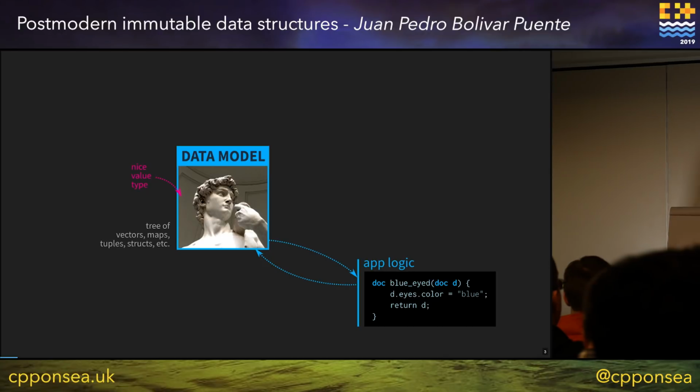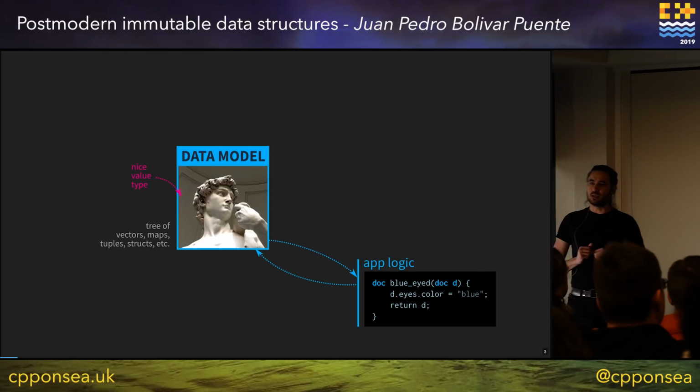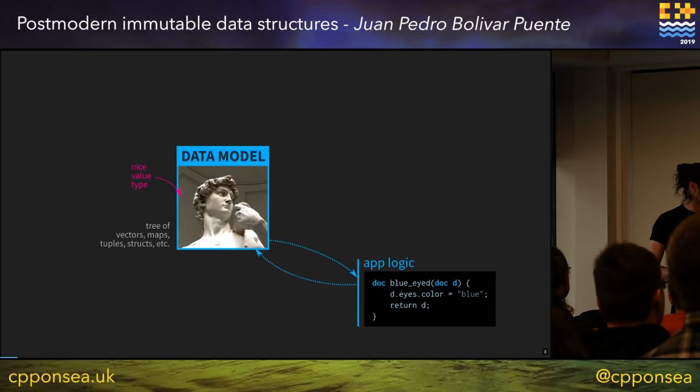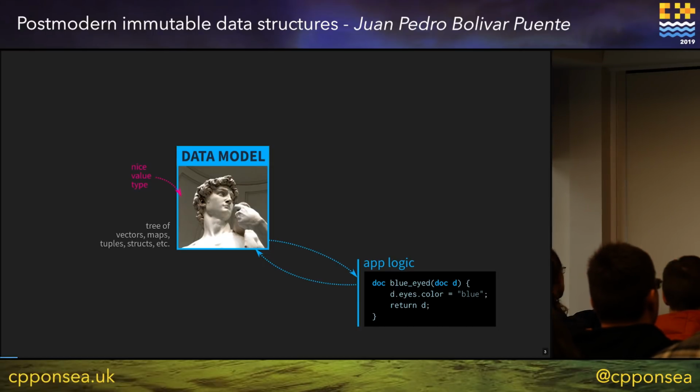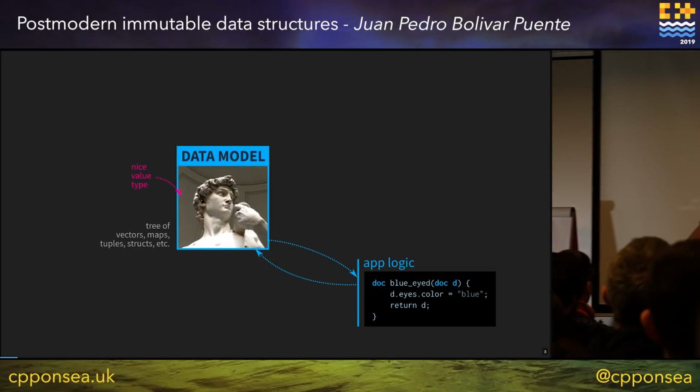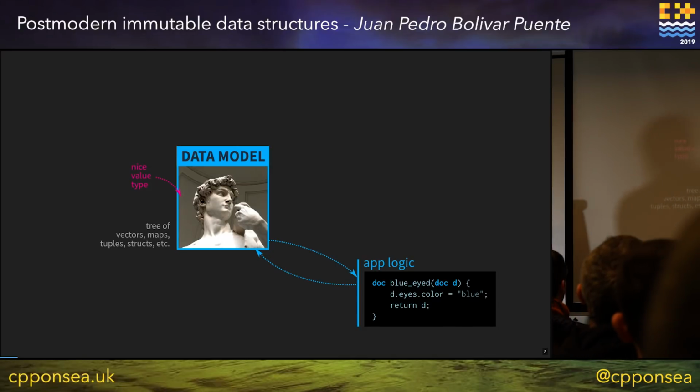Simple, copyable types. Now, thanks to this, when we want to write our application logic, we can do it using pure functions. Here there is a pure function that takes the document by value and returns the document by value.